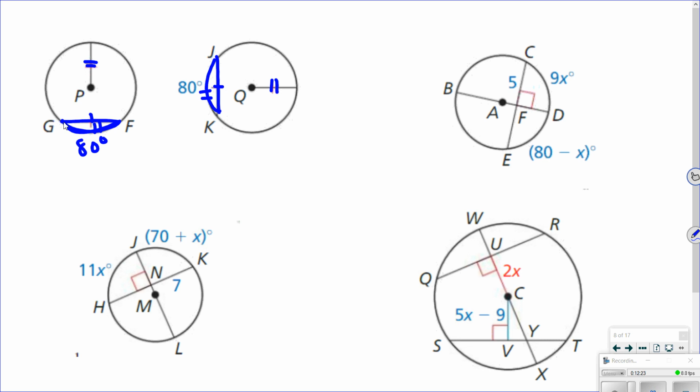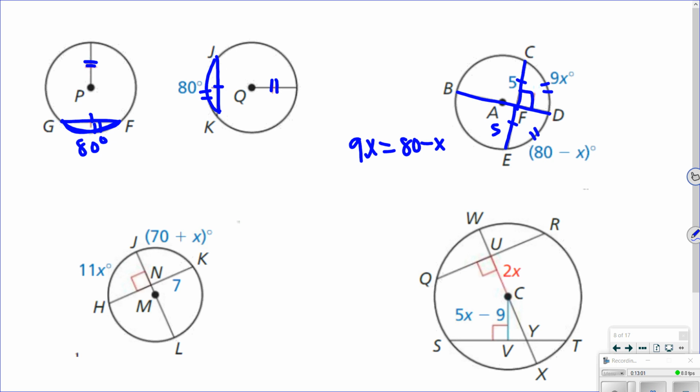Okay, let's look at this example over here in the upper right-hand corner. Let's say it asks us to solve for x, find out what x is equal to. So if we're trying to solve for x, we look at this. Well, we know this is a diameter. It passes through the center, and it's perpendicular. That means it bisects that chord. It also bisects that arc. So first of all, if this side is 5, this side has to be 5. But let's say we're trying to solve for x. I know that that arc has to equal that arc, so all I have to do is go 9x equals 80 minus x. I'd solve that equation. I'd get my answer.